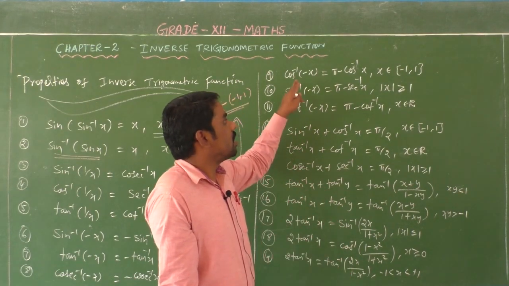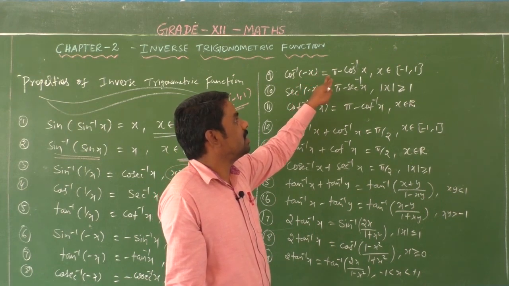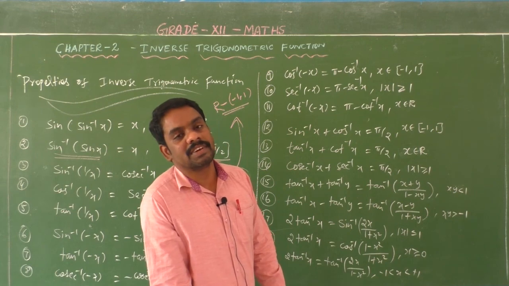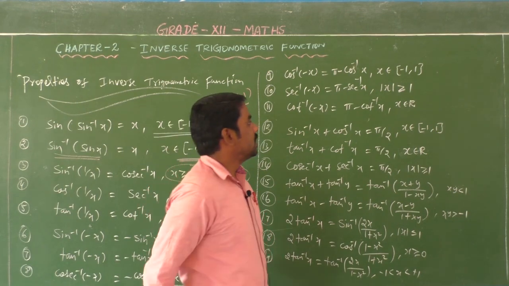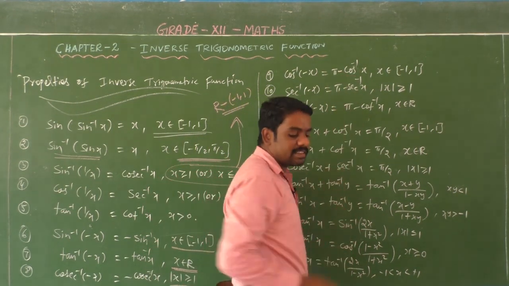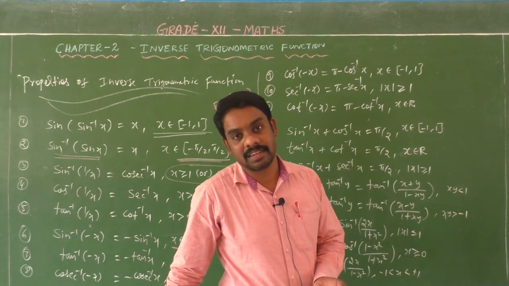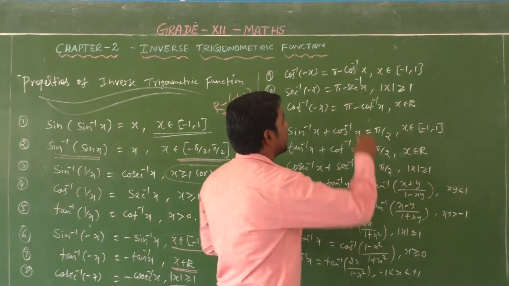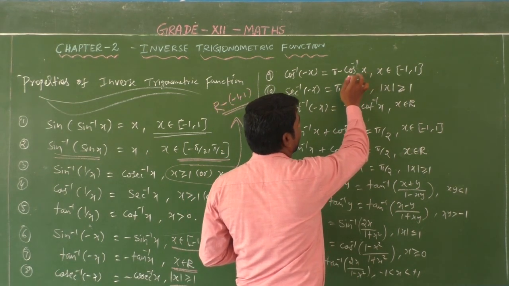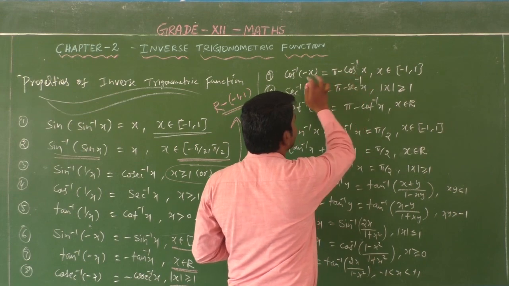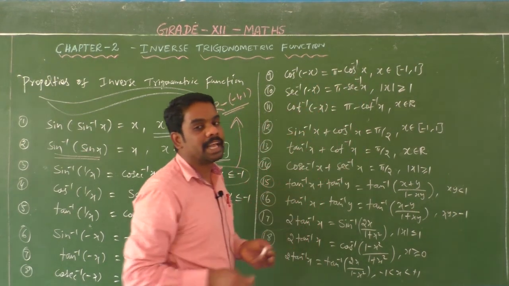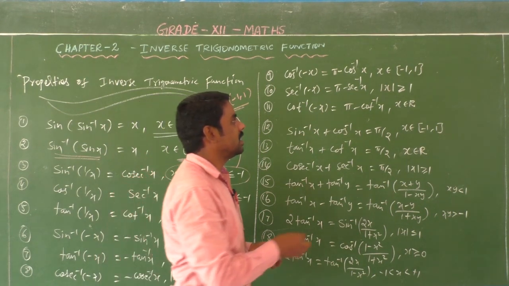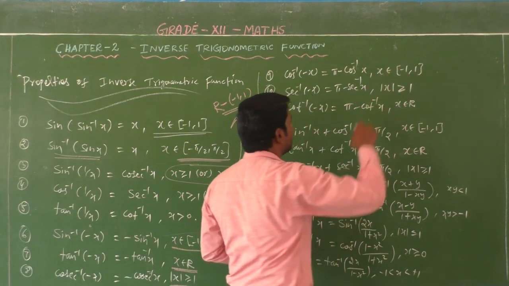Listen here, cos inverse of minus x is equal to pi minus cos inverse x. Listen, cos of pi minus theta is minus cos theta. So here, pi minus cos inverse x, use the pi minus theta format. So cos inverse of minus x is equal to pi minus cos inverse x, where x belongs to minus 1 comma plus 1.